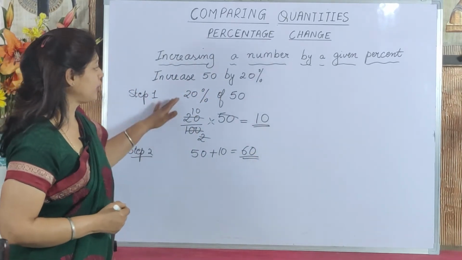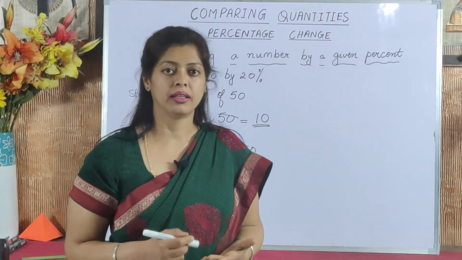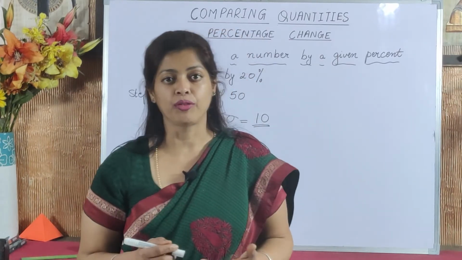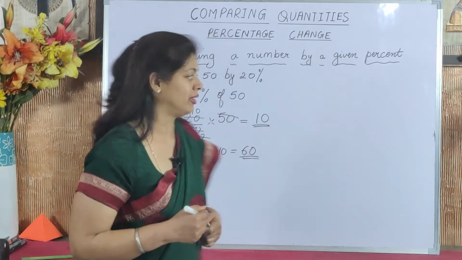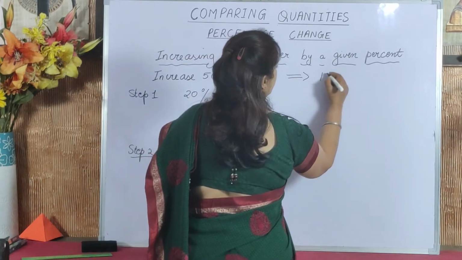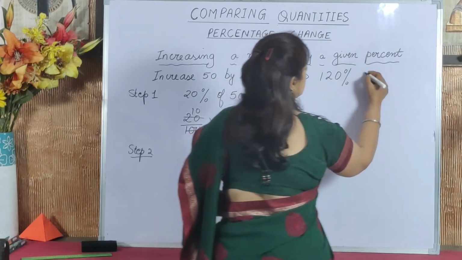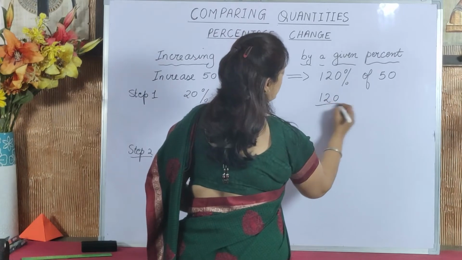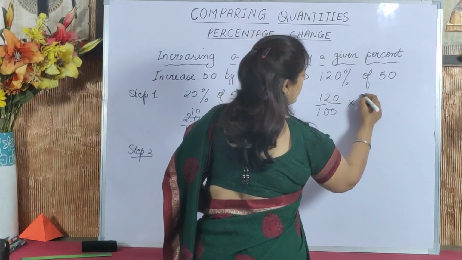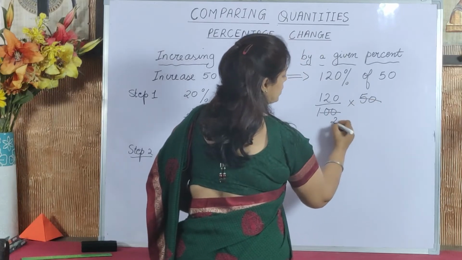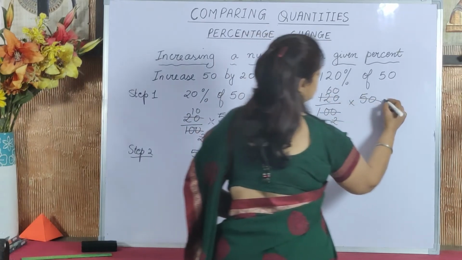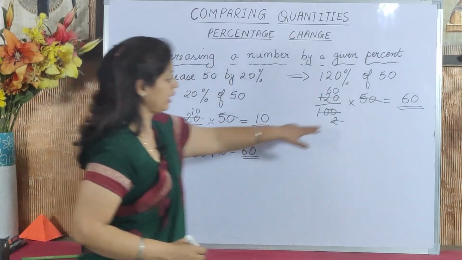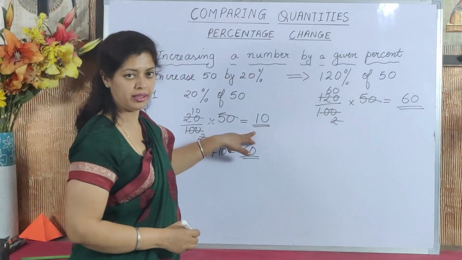So increasing 50 by 20% is the same as 120% of 50. Both mean 100% of 50 plus 20% of 50. So this is the same as finding 120% of 50, or the given number. So again, this can be calculated as 120 upon 100 multiplied by 50. So 50 goes 2 times again, 2 goes 60 times. So in this case, you get the answer 60 directly without getting the increase of 10.